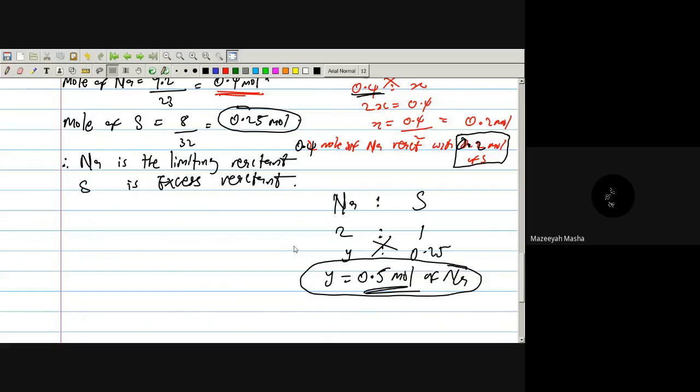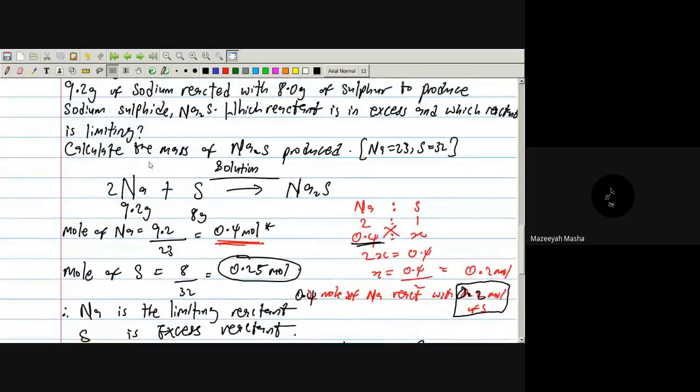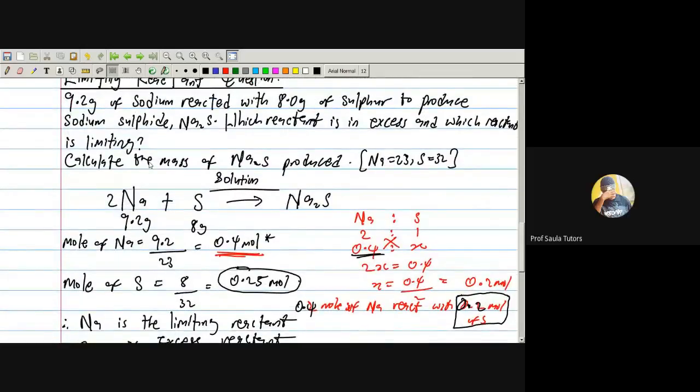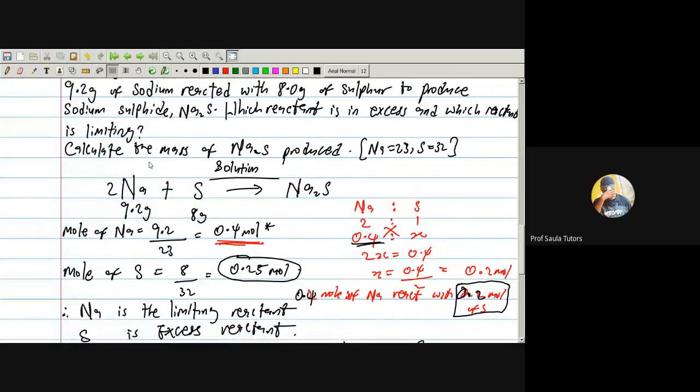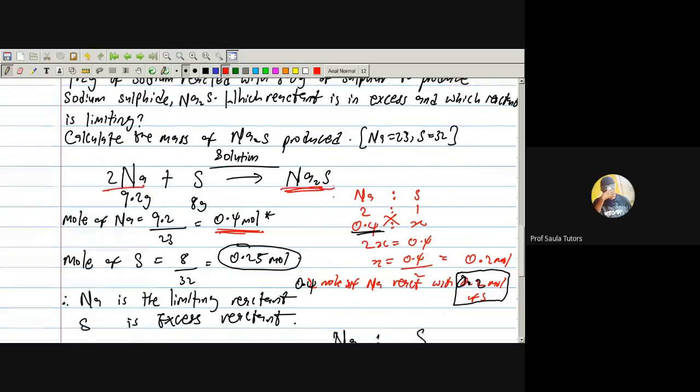I'm done, sir. Good. So the last thing is now to calculate the product. At times they might not ask you which is limiting, which is excess. They can just say calculate this one directly. But you have to first determine the one that is limiting, so you know the one you are going to use. Now the one that is limiting is sodium, right? Yes, sir. So we are now using sodium to calculate Na2S.